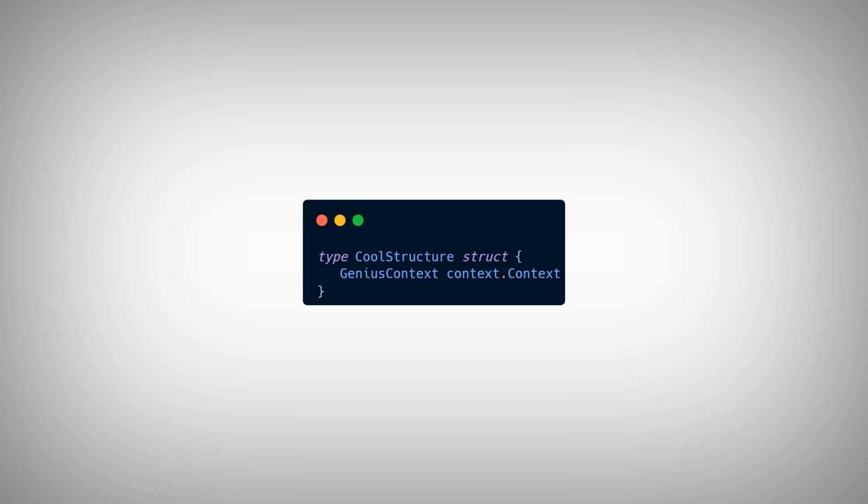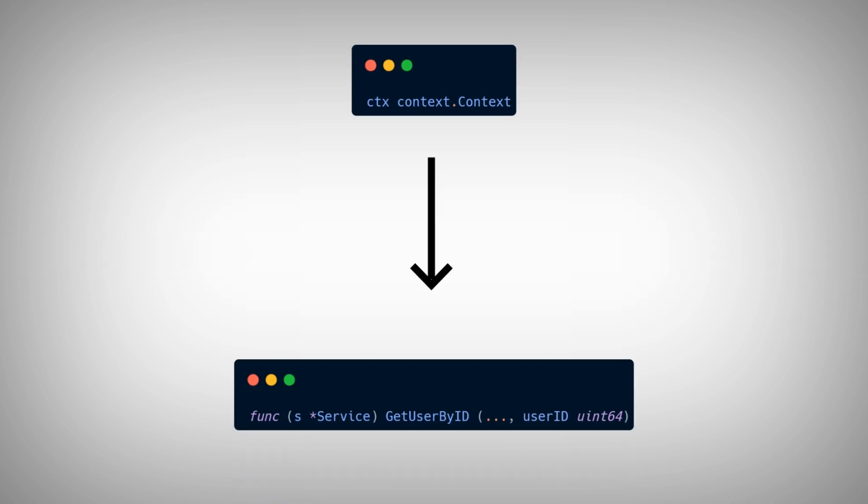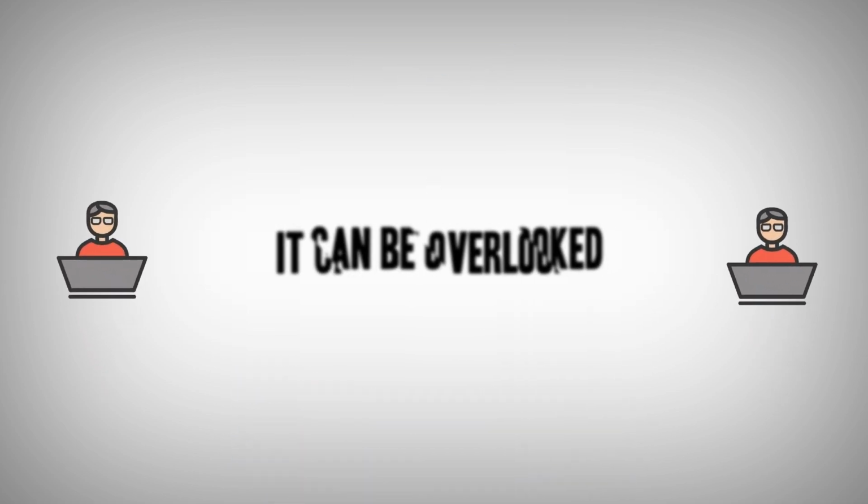Now, for the main point: it seems logical to put the context into the structure, but there are reasons not to do this. The reason number one, pass the context explicitly. If you pass context as a parameter to a function, you can see that it works with this object. If context is hidden in a structure, it can be overlooked, which can confuse other developers.